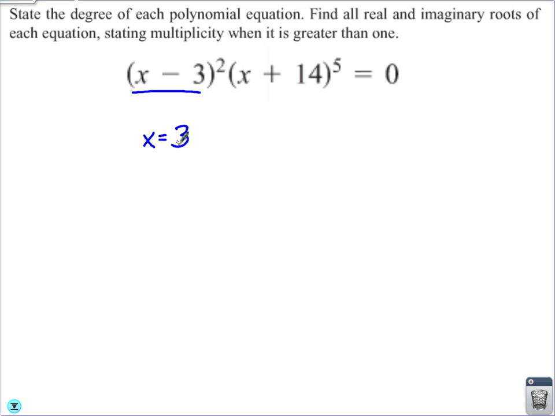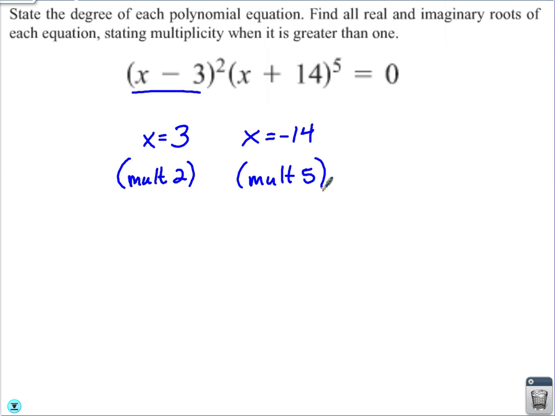What's the multiplicity of that? How many times is it a root? Does everybody see that? Because this is x minus 3 to the second. That means if you listed these out, that's x minus 3 times x minus 3 times x plus 14 times x plus 14 times 5 times. So x equals 3 has a multiplicity of what? 2. X equals negative 14 has a multiplicity of 5.